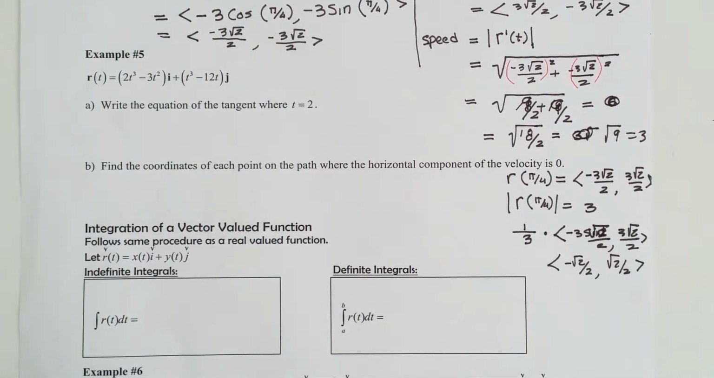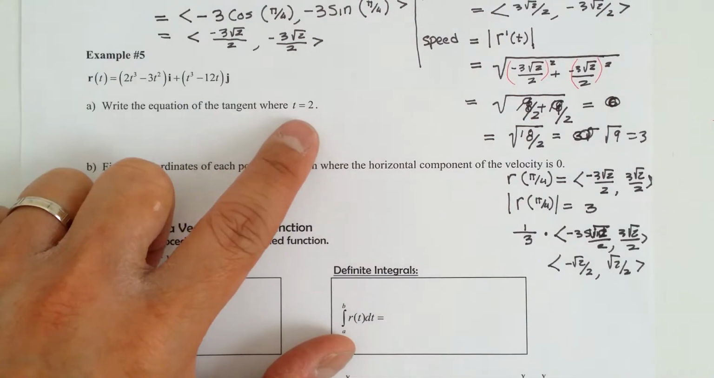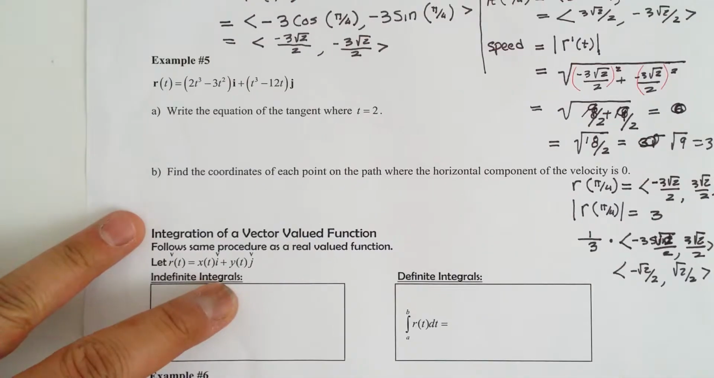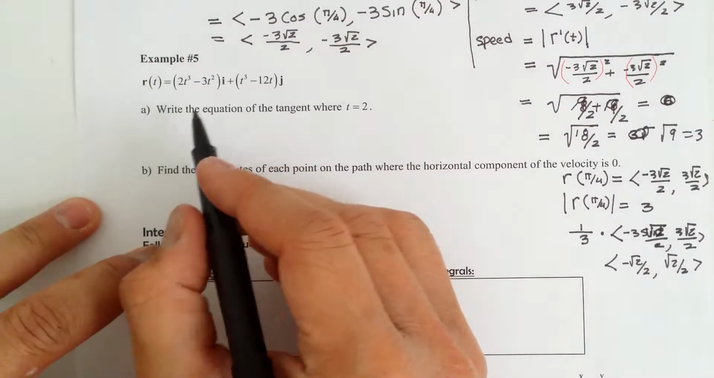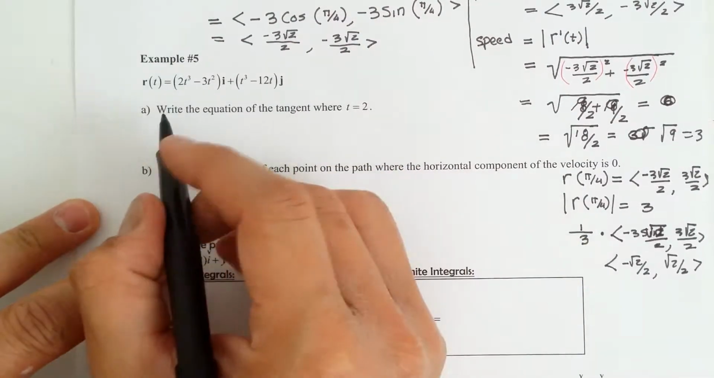Okay, write the equation of a tangent line where t equals 2, where the vector represents the time equal to 2. We write the equation of the tangent line by first finding the slope at t equals 2.